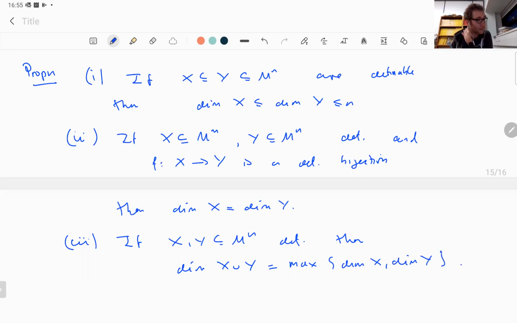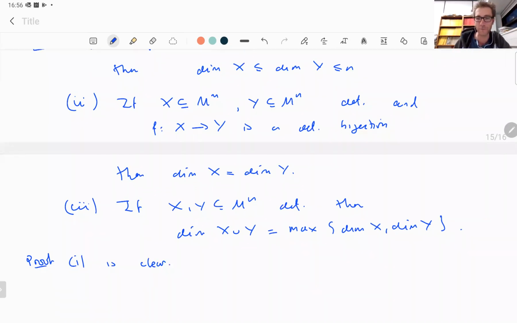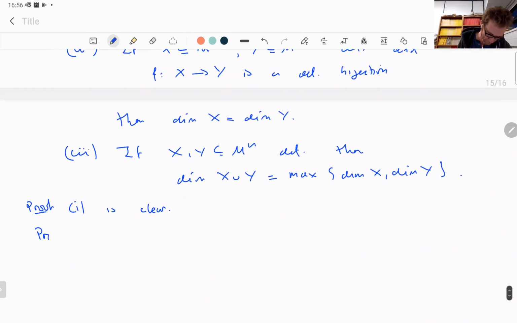So let's see. I've got 5 minutes left. So I'll prove 3. Well, 1 is easy, right? There's nothing to do there. I'll prove 3 assuming 2, and then we'll prove 2 next time. So proof of 2 next time. Let's prove 3.